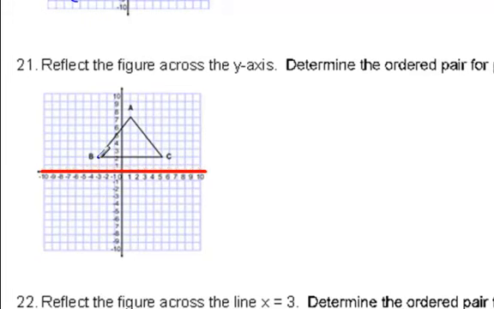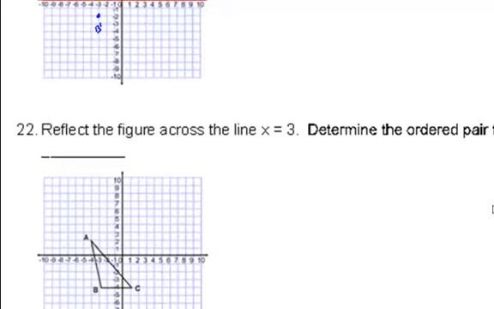Okay, so here's B. How far away is it from the line of reflection? 2. So I go 2 on the other side. And there we go. There's B prime. Negative 2, negative 3. Yeah. And then the last one.